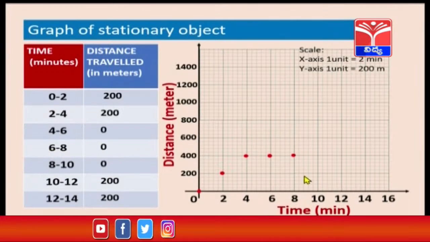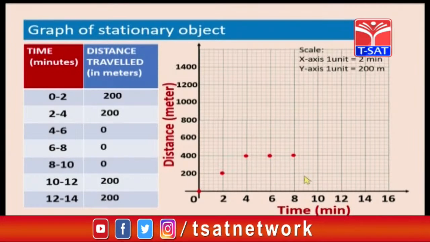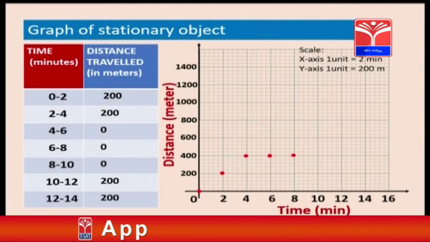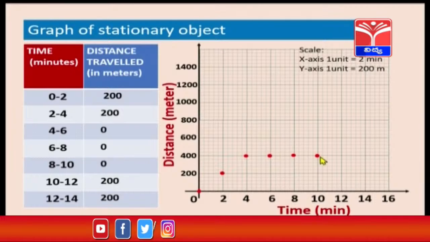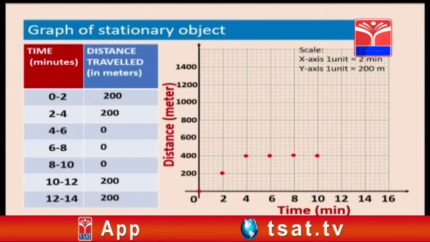Means it is again at 400 meters only. After 8 minutes the object covers 400 meters of distance only. And after 10 minutes, again it has taken rest for 2 minutes. That's why it is again at the same position, that is at 400 meters only. So after completion of 10 minutes it covers a total distance of 400 meters.